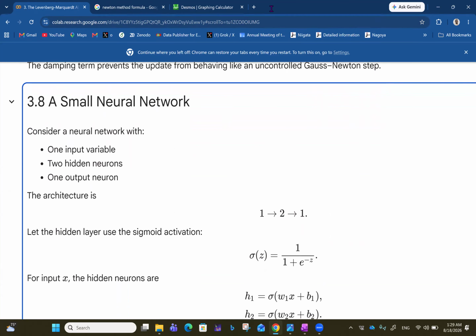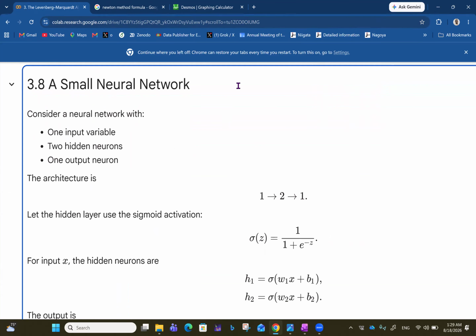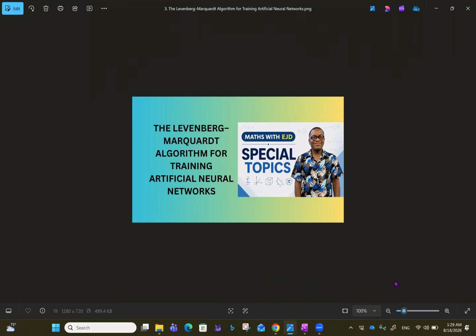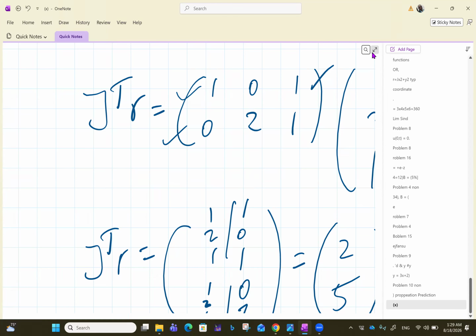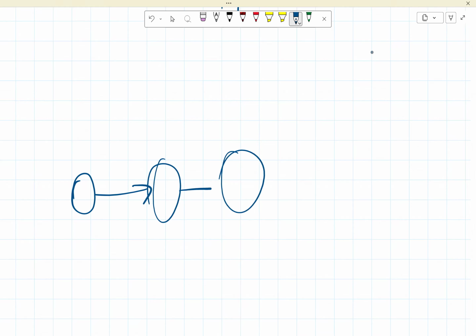Now let's look at a small neural network. Consider a neural network with one input variable, two hidden neurons, and one output neuron. So that's one input, one output, then two hidden neurons. I think we've encountered such things in the past. For a neural network, you have connections going like that. You have the input here, and these are the hidden layers in between.